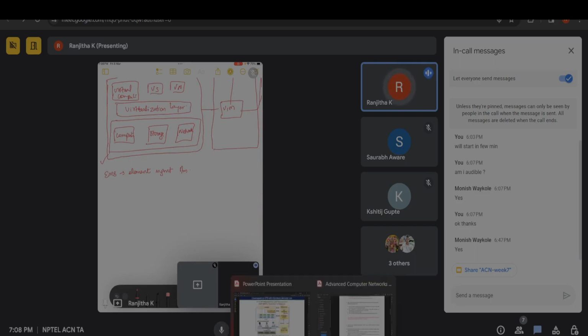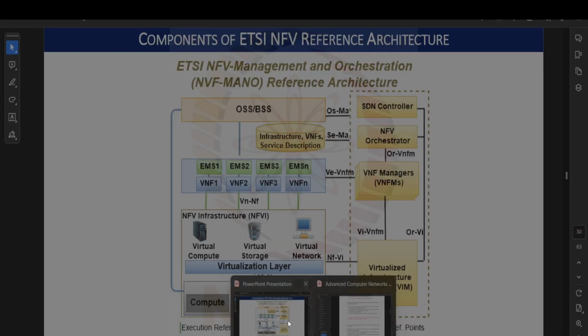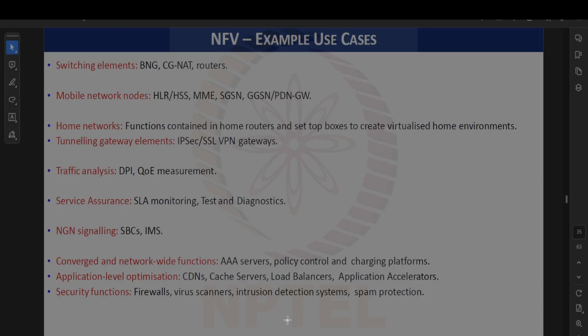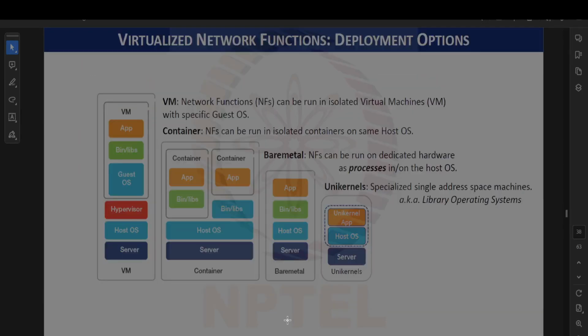Now, as I said, there are positives. There are negatives also associated with network function virtualization. One other thing that I must talk about is the deployment options. The deployment options are majorly, one is using VMs. As I just showed you, we can spin up a VM and run the network function inside the VM. Another is using containers. Then another one is using unikernels, and the other is bare metal servers.